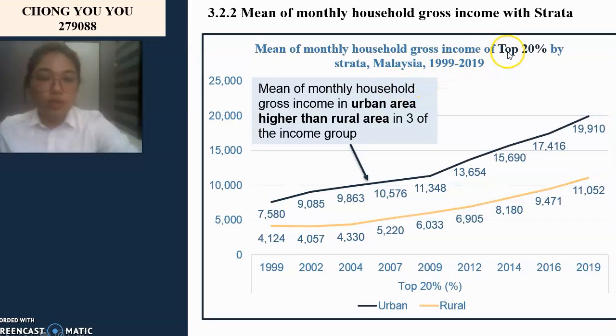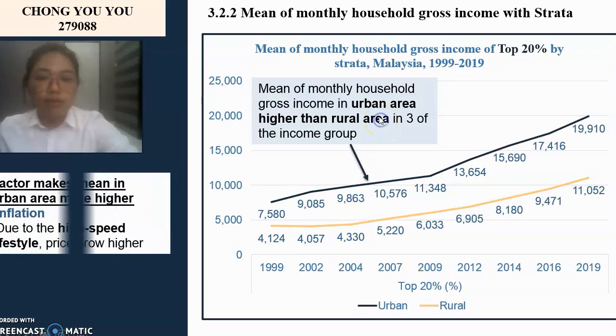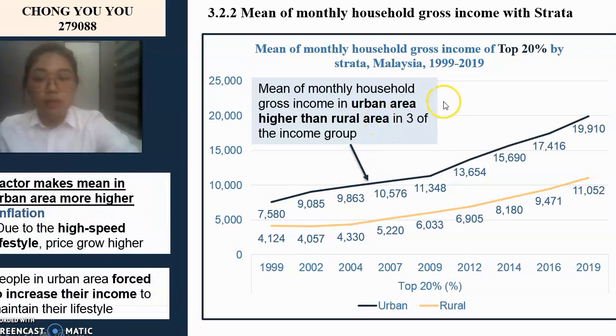Firstly is the T20 household growth. We can see that the mean of the monthly household gross income in urban areas is higher than in rural areas. This is because of inflation. Due to the high-speed lifestyle, everything in urban areas grows faster, and the prices also grow higher. So the people in urban areas are forced to increase their income so that they can maintain their lifestyle and living quality.